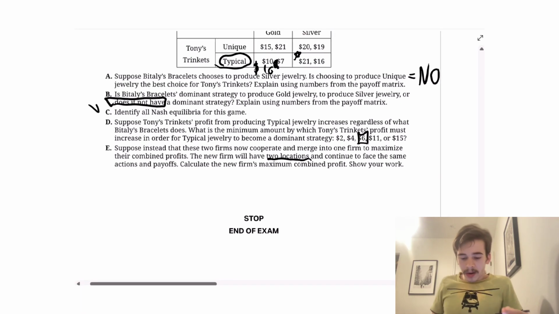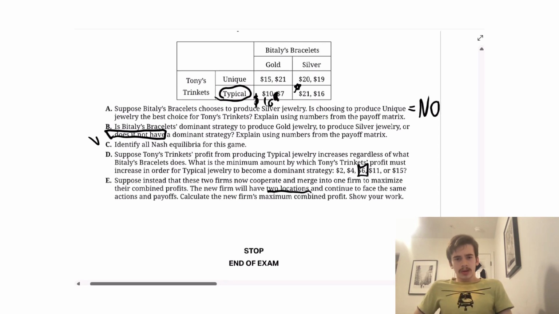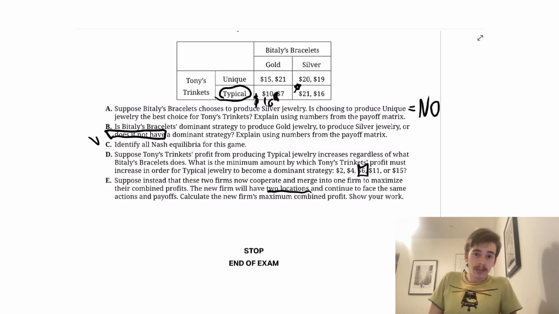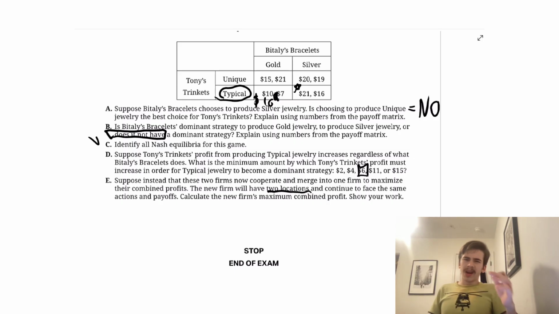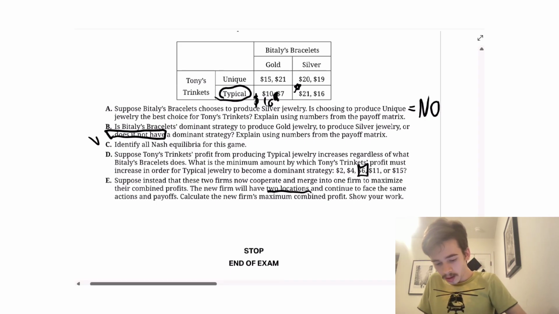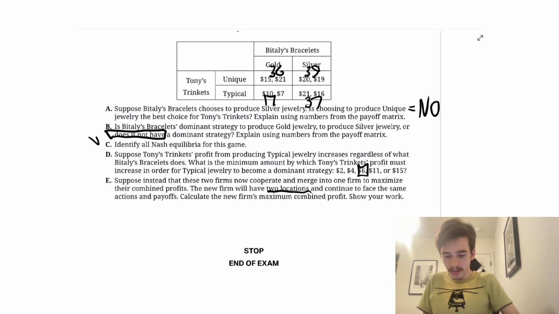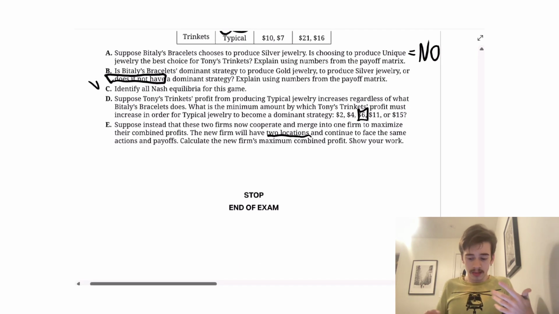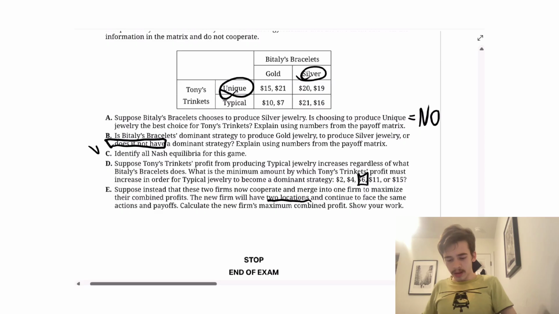Calculate the new firm's maximum combined profit, show your work. Now the work for this one's weird because you should be thinking, well, I'm just going to add all the pairs of numbers and see which one's the biggest. Yeah, it's simple as that. What I did is I wrote all 4 of them out and then said, well, this one's the biggest. If we erase all this, 15 plus 21, that's 36. 20 plus 19, that's 39. 10 plus 7, that's 17. 21 plus 16, that's 37. Which one's the biggest? 39. What strategy is that? Silver and unique. There we go. Simple as that. That's the firm's maximum combined profit. So $39.